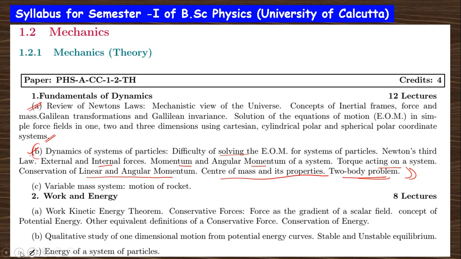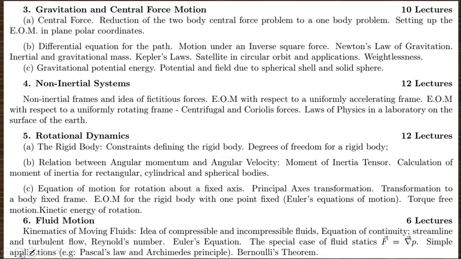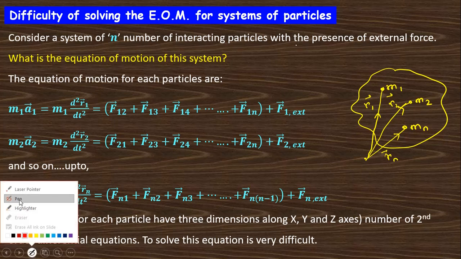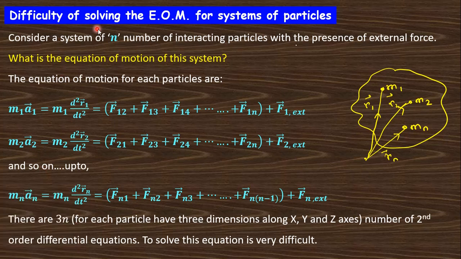So let's start. This is the total syllabus for the mechanics part, and now we come to the first point, which says the difficulty to solve the equation of motion of a system of particles. A system of particles means there is a large number of particles. This is a body, and various point masses are associated with it.